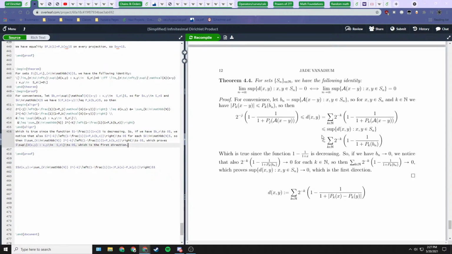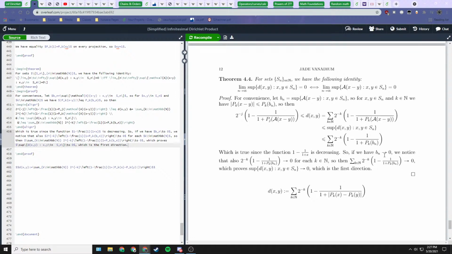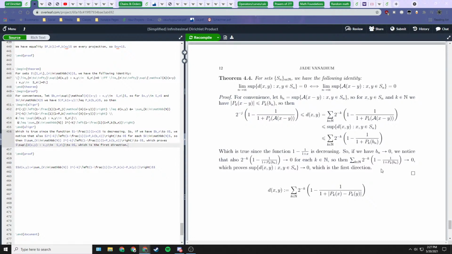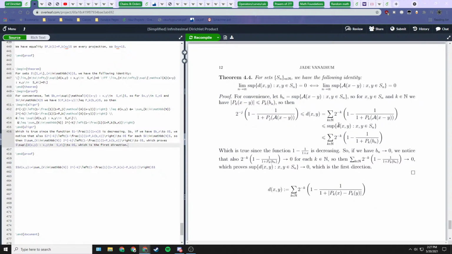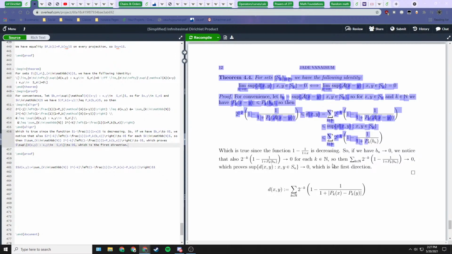Okay, so once we form these equalities, if we have b sub n going to 0, that's the supremums of these a functions. If these go to 0, then each of these terms will go to 0, and that's just a property of this 1 plus p sub k function. This goes to 0 for each k, so this summation also has to go to 0, since all of its terms are going to 0, and they're all positive. And if the summation goes to 0, then this supremum, which is bounded by that summation, has to go to 0 as well.